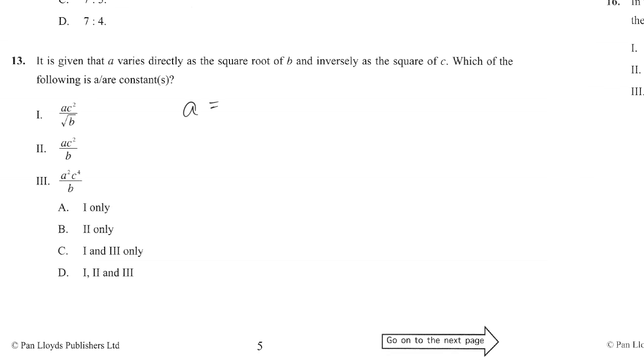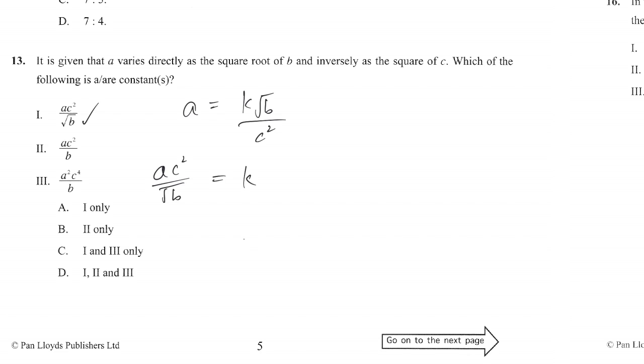Alright, A is direct to the square root of B. Inverse, that means divide by the square of C. It's like this. We want to know what is the constant. From this equation, we know a constant here. So at least we know that one of the constants is A times C squared divided by square root of B. This is a constant. But not only this, all related to this are also constant. So we have exactly K here, so that is constant.